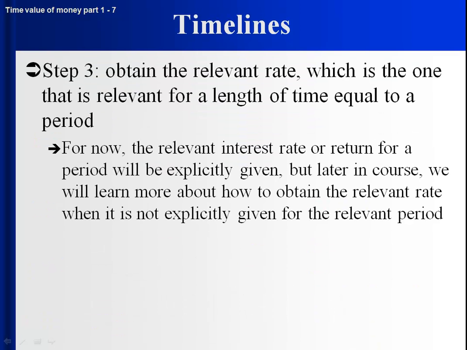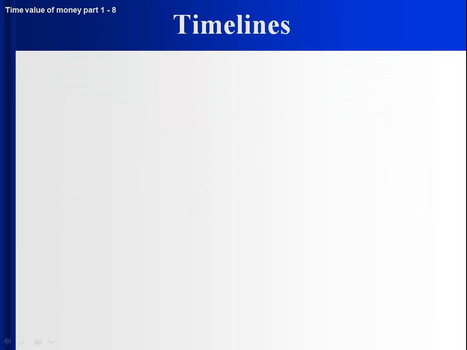So step 3, find the relevant rate. Later in the course, you may be given an annual rate, but you realize you need to get a quarterly rate. You need to convert that annual rate to a quarterly rate. For now, you'll be given the relevant rate, but later when we have some more tools, you may be given the annual rate and you have to get the monthly rate or the quarterly rate or the semi-annual rate. As you'll see, that's a pretty straightforward conversion to make.